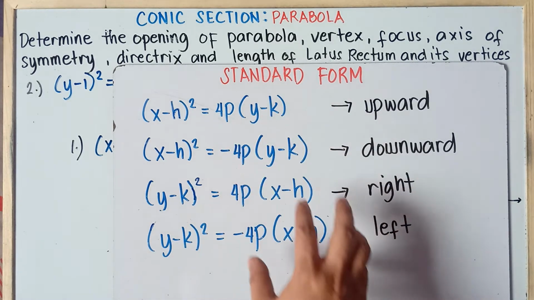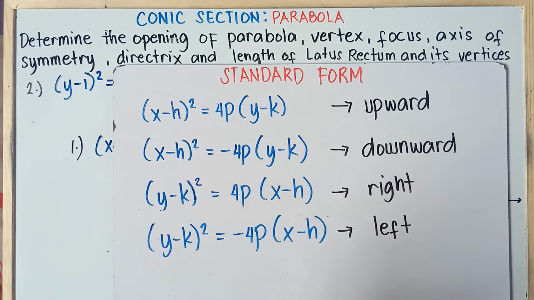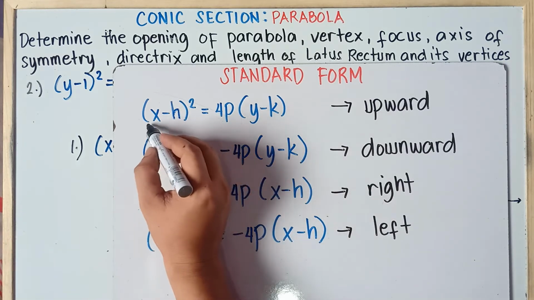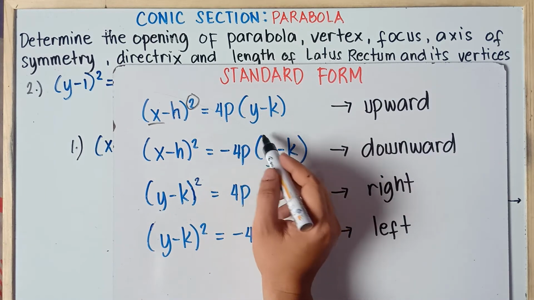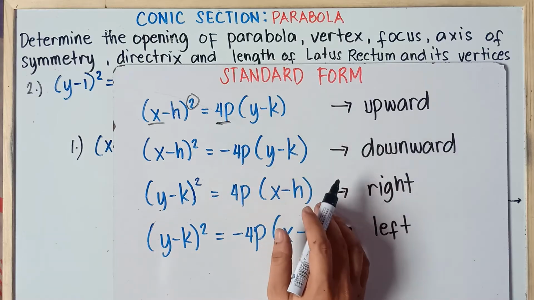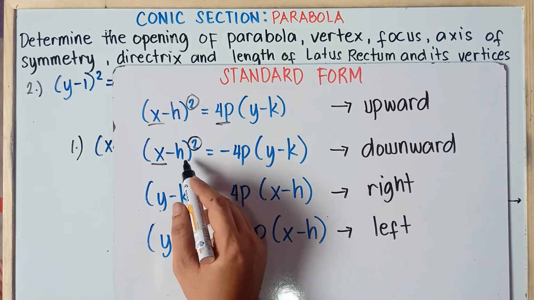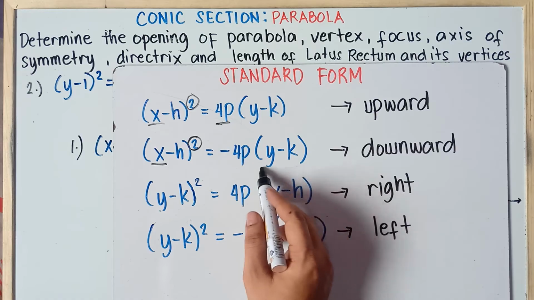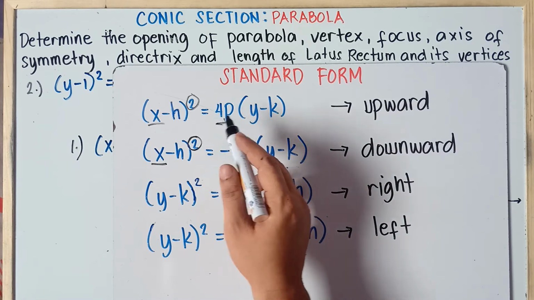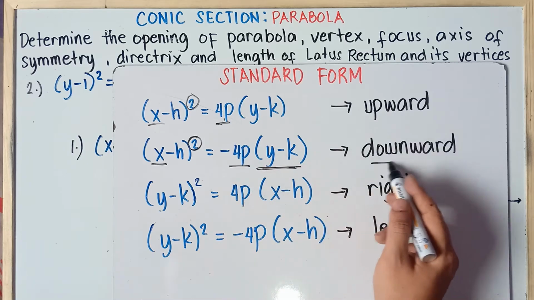Let me explain this one so you're not confused. By just looking at the equation, you already know whether your parabola could open upward, downward, right, or left. If you have x squared, your parabola could open upward or downward. If the number before this quantity is positive, your parabola opens upward. If the number before this quantity is negative, your parabola opens downward.